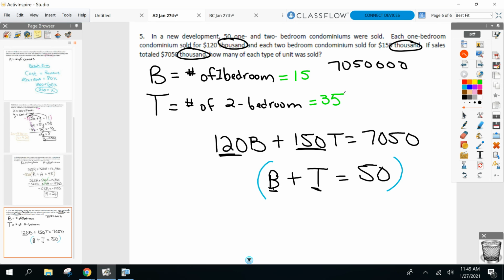Okay, Tuesday will be the quiz on this. This is the first half of the quiz right here. First half of the quiz will be these type of problems.